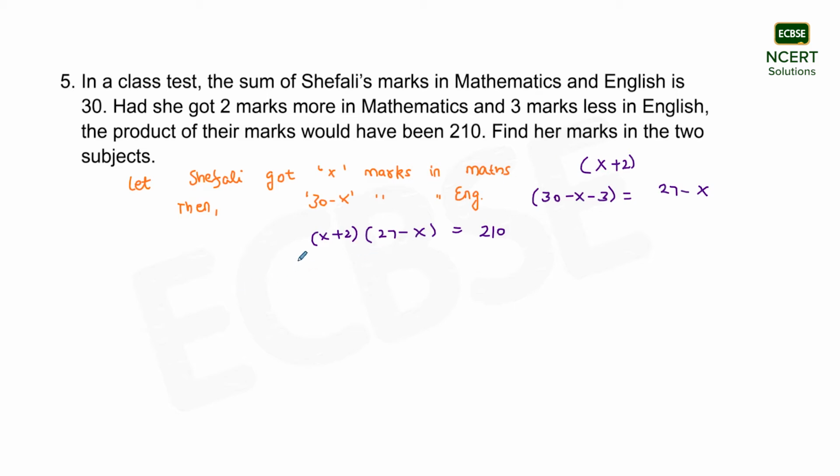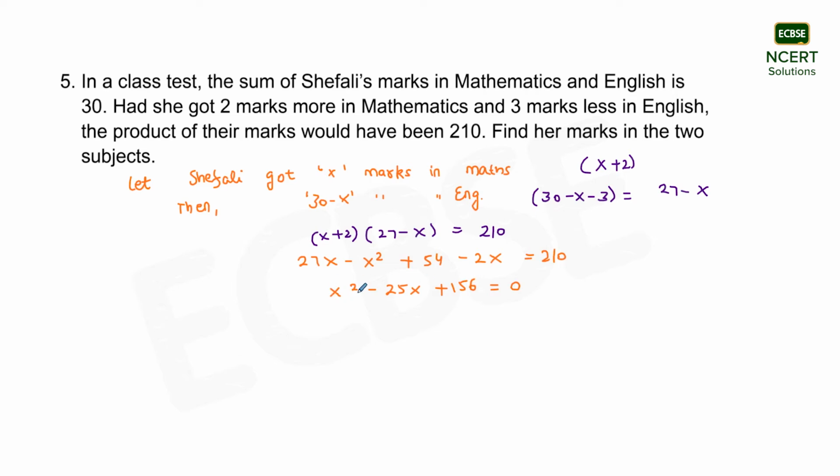So now multiplying, I'll be getting 27x minus x square plus 54 minus 2x is equal to 210. Now taking 210 to the left hand side, I'll be getting x square minus 25x plus 156 equal to 0. That is, we have obtained the quadratic equation for this problem, which is x square minus 25x plus 156 equal to 0.